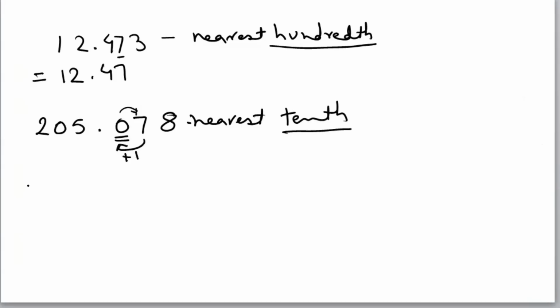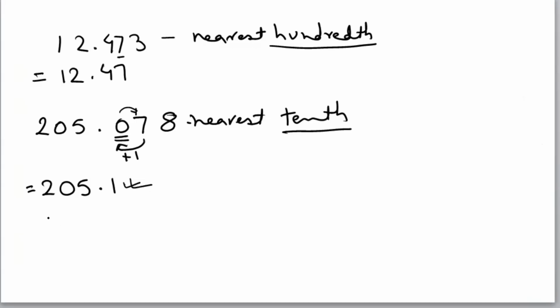So how will we round it up? Now it will become 205.1. As it says, after rounding up, you have to drop the digits to the right of it. So what will the rounding of 205.078 be? It will be 205.1. We took 1 from here and added it to the 0. So this is the rounding to the nearest 10th.